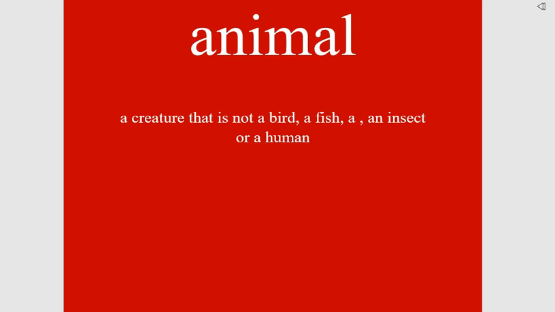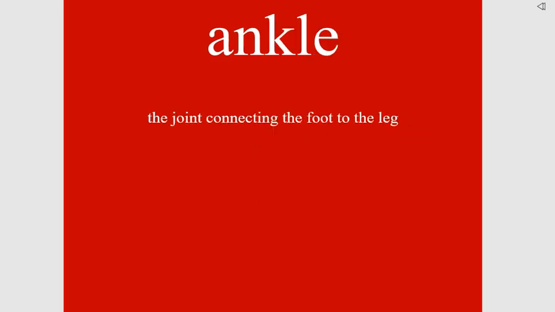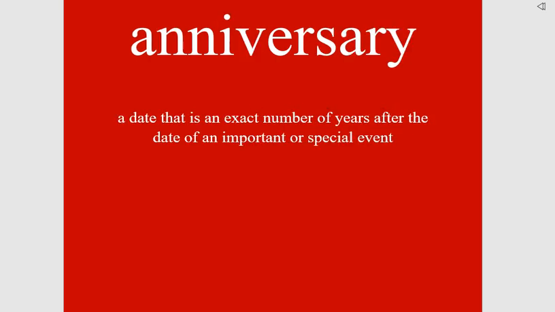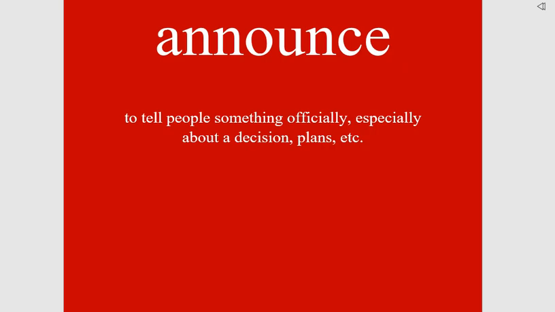Animal. A creature that is not a bird, a fish, an insect or a human. Ankle. The joint connecting the foot to the leg. Anniversary. A date that is an exact number of years after the date of an important or special event. Announce. To tell people something officially, especially about a decision, plans, etc.